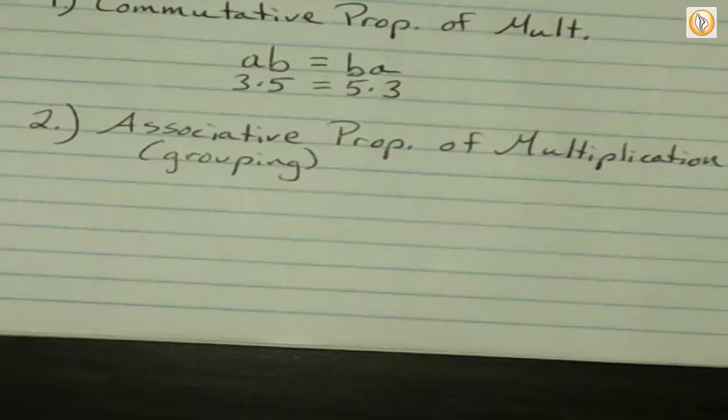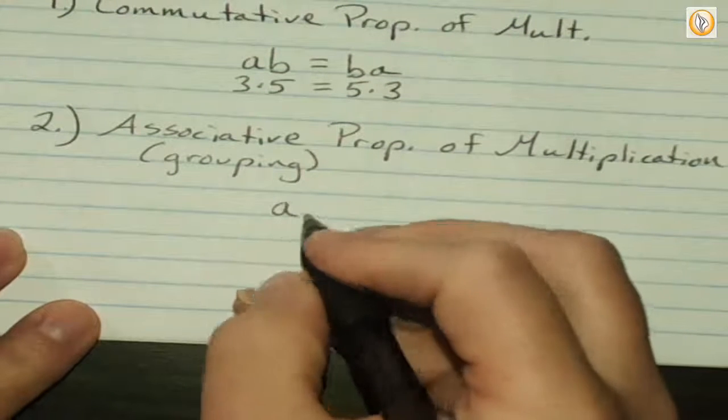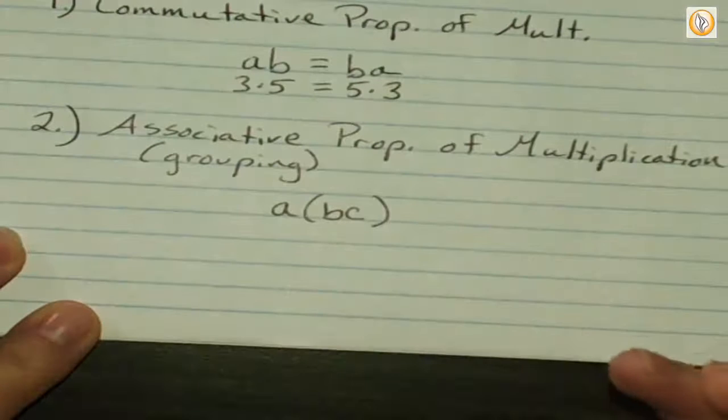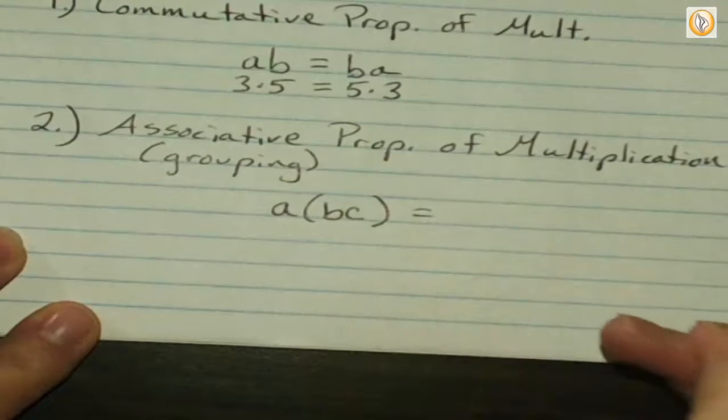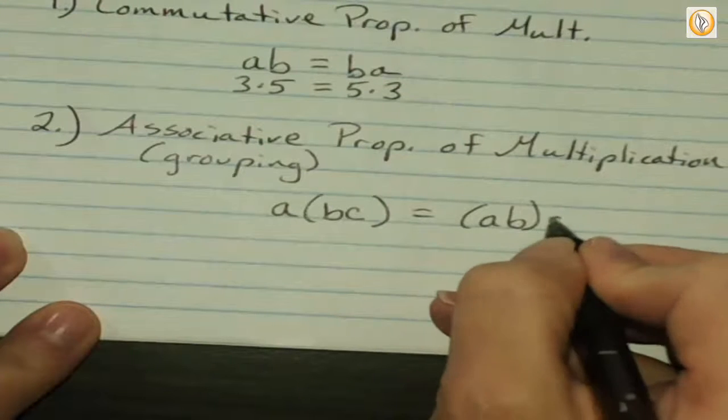Oh, send it out. Okay, moving right along. This would be A times B times C. You would still get the same answer. A times B times C.